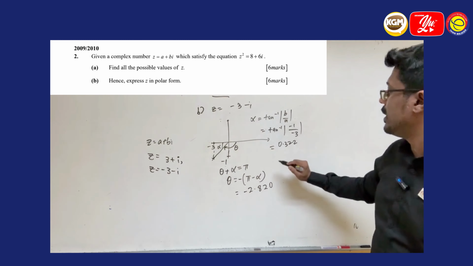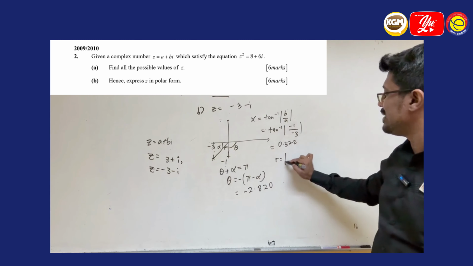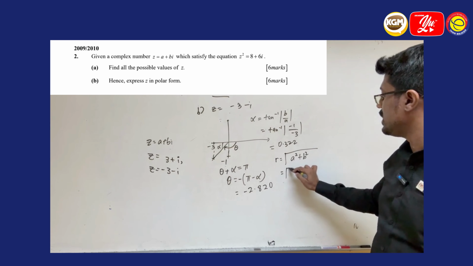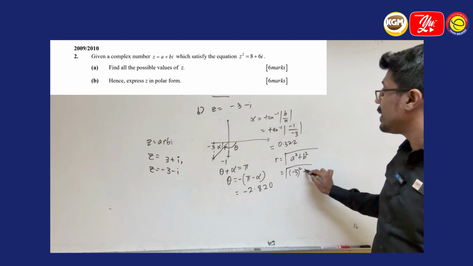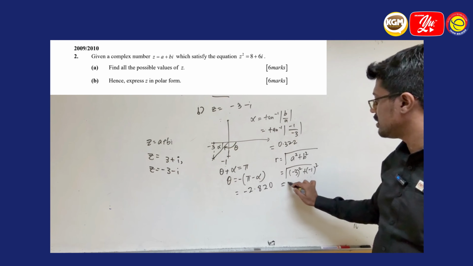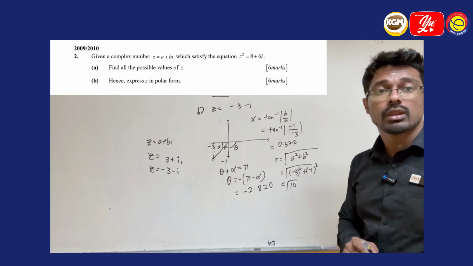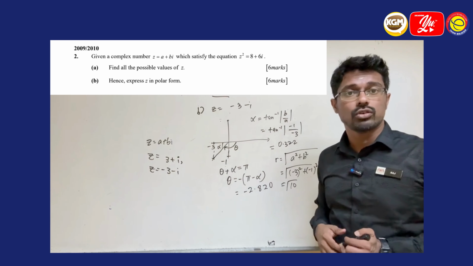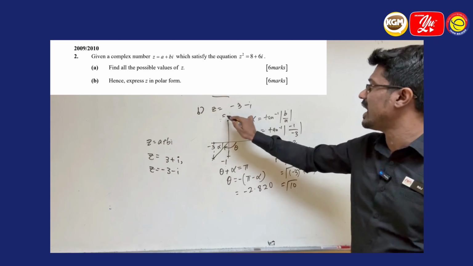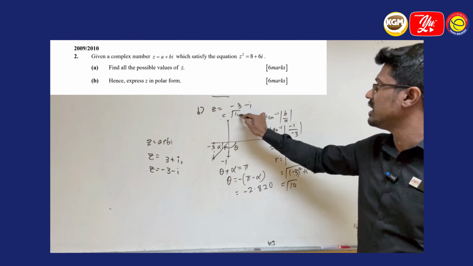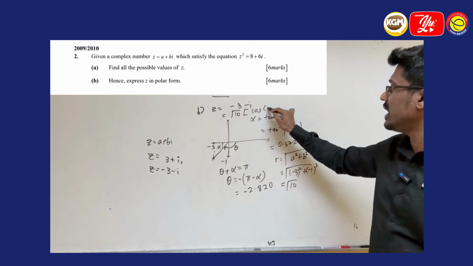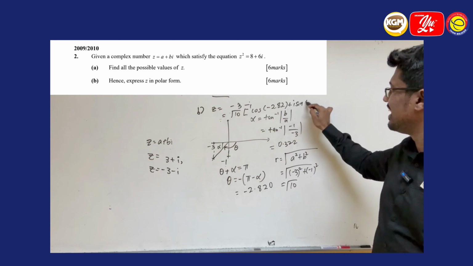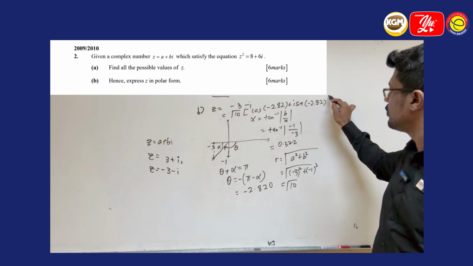For your modulus, it's going to be similar to just now. Your a is going to be negative 3, so negative 3 squared plus negative 1 squared, that's going to be 10. We are done with our calculation for our argument and also our modulus. I'm going to sub that in, so that's going to be root 10, cos negative 2.82 plus i sin negative 2.82.